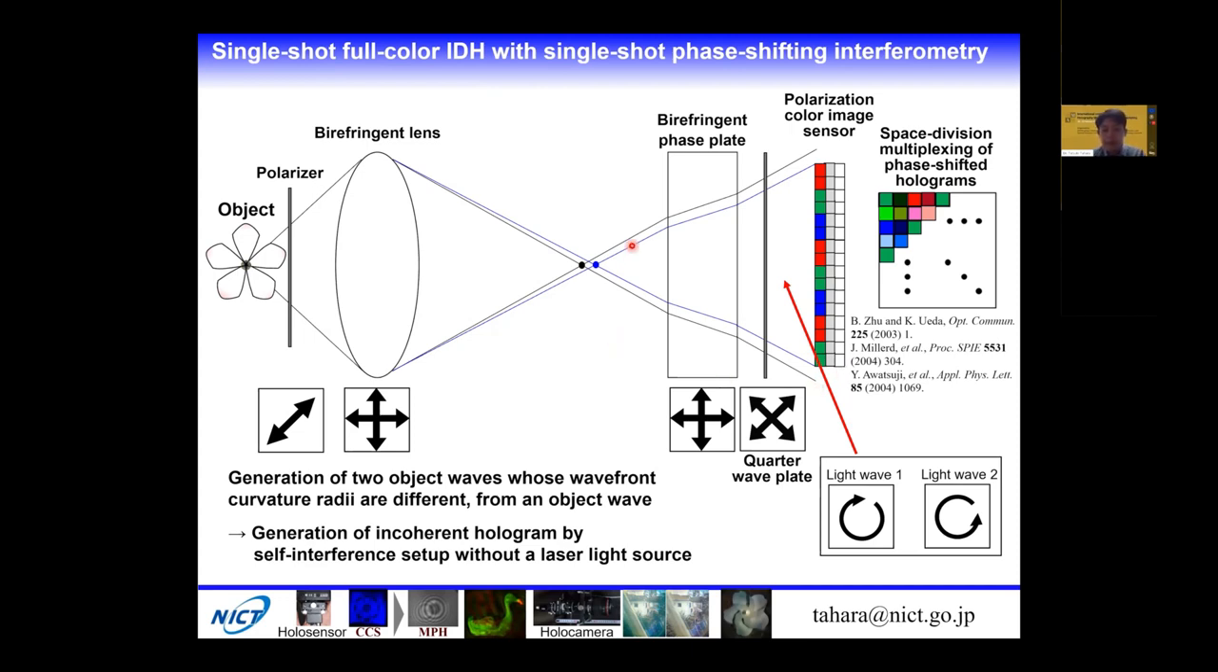In this implementation, the optical implementation of IDH and the optical implementation of the single-shot phase-shifting interferometry are constructed with a quarter wave plate and a polarization color image sensor. Using these optical devices, space-division multiplexing of color holograms is simultaneously captured. Using the polarization color image sensor, motion picture imaging of the 3D object image can be obtained at the frame rate of the polarization color image sensor.